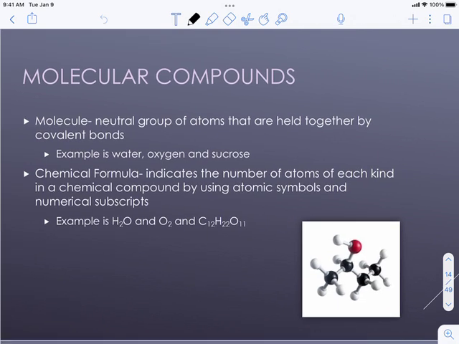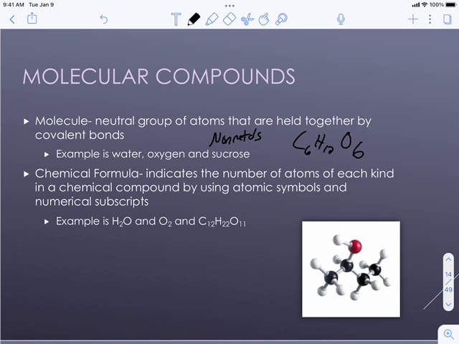Okay, molecular compounds. We've done this before. Just a review, molecules are a neutral group of atoms that are held together by covalent bonds. Your nonmetals will be here. Nonmetals. Sugar, all nonmetals, that's a molecule.